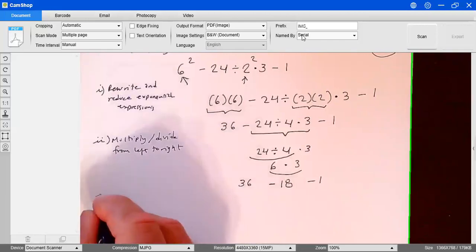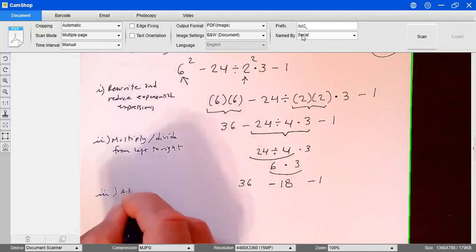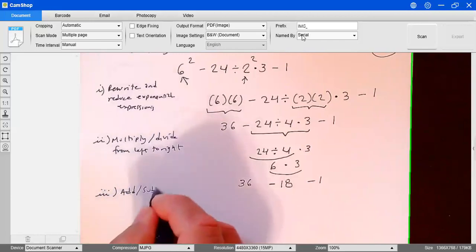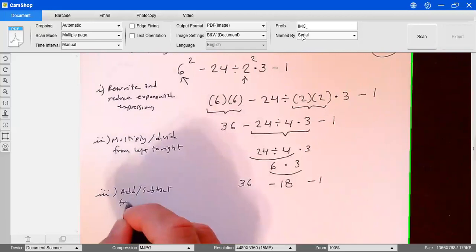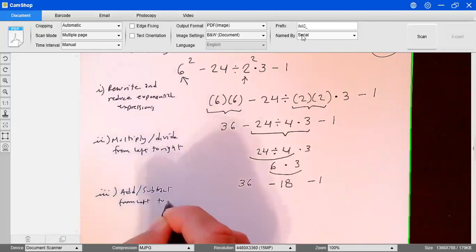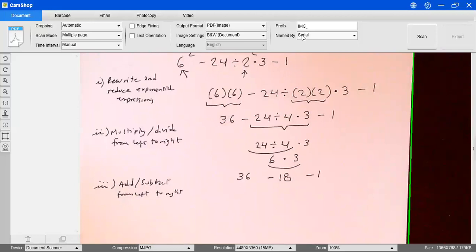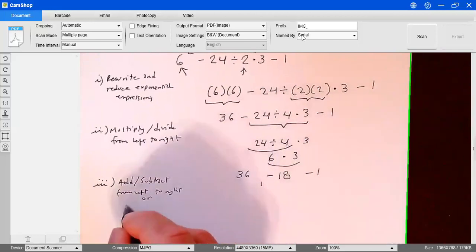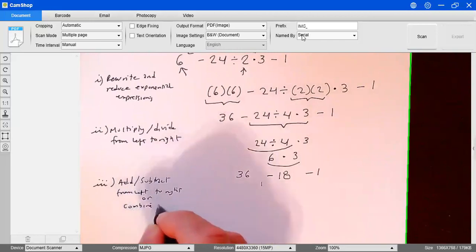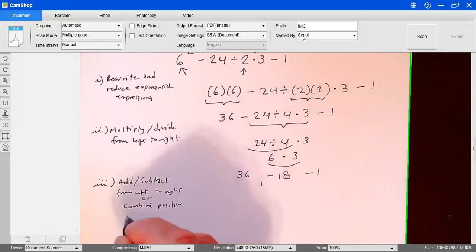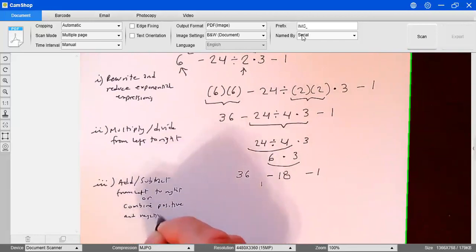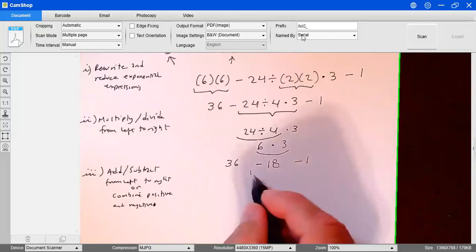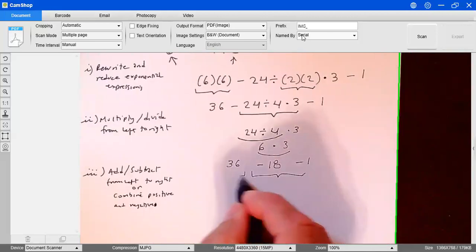The last step is you're going to add or subtract from left to right. But again, we can combine first positives and negatives, so that's what I'm going to do: combine positive and negative terms first. So I'm going to combine the negatives and the positives.